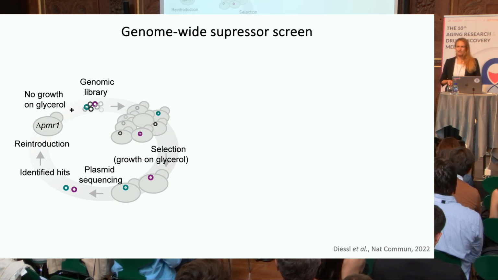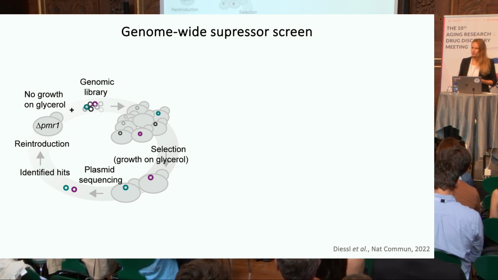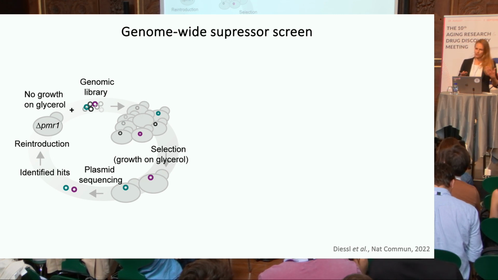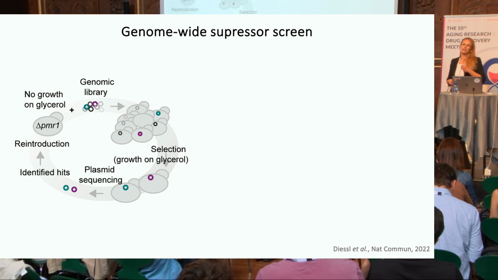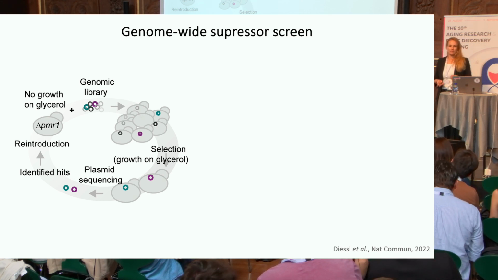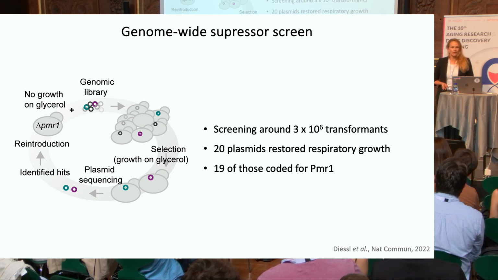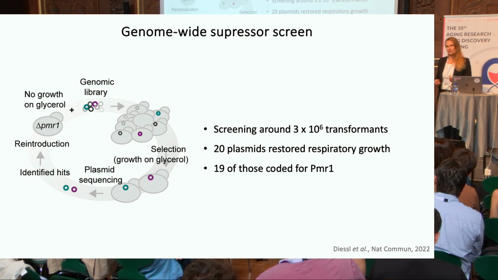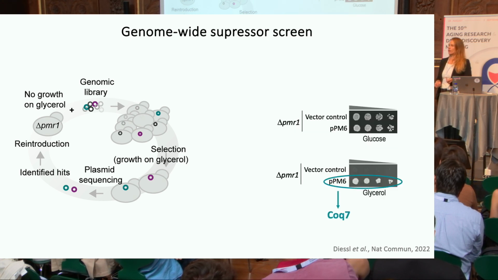So to identify modifiers of this respiratory deficiency induced by manganese overload, we went for a genome-wide high-copy suppressor screen and transformed our PMR1 deletion mutant with a genome-wide plasmid library, and then we screened for restoration of this respiratory deficiency. And Jutta screened a lot of transformants. She actually retrieved 20 plasmids that efficiently restored respiration in those cells, but out of those, 19 coded for PMR1. But one is sufficient, right? And this one coded for COQ7.